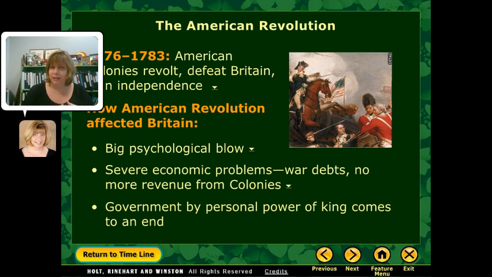It also caused them a significant amount of economic problems. They had a lot of debts from the war. They weren't getting any more of the revenue from the colonies. Remember, the colonies were a rich source of industrial and agricultural products. And the government of personal power of a king was really coming to an end. It showed that people really could take charge of their own government. We didn't have to be ruled by kings.